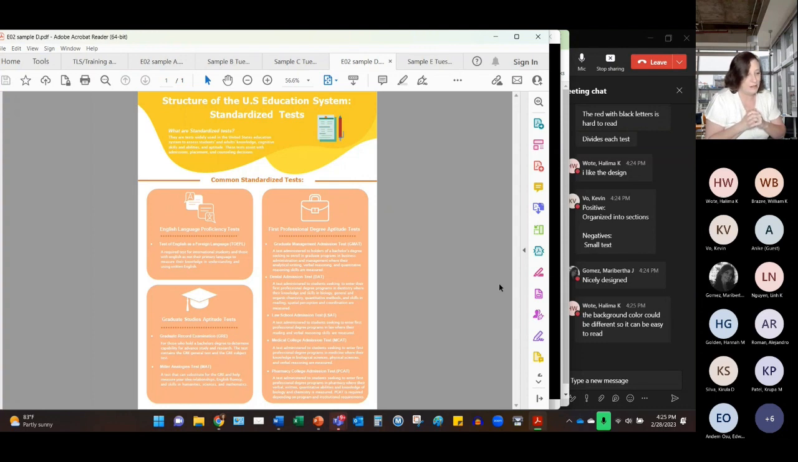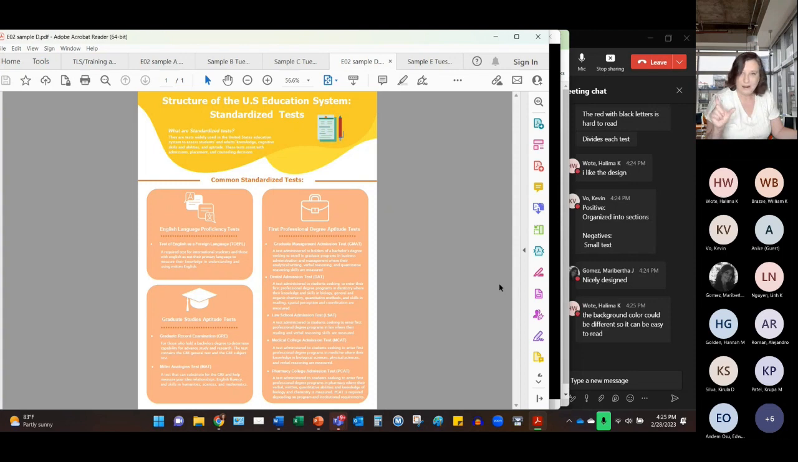I feel like this is one that definitely piqued my interest, and I felt like this was headed in the right direction. Again, it just needed a little bit of tweaking. Like I think changing the colors would be good.